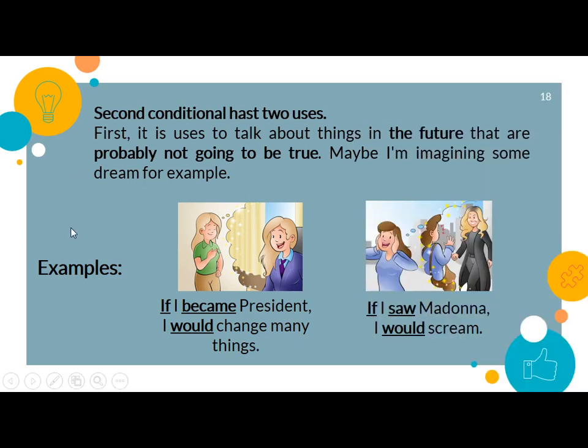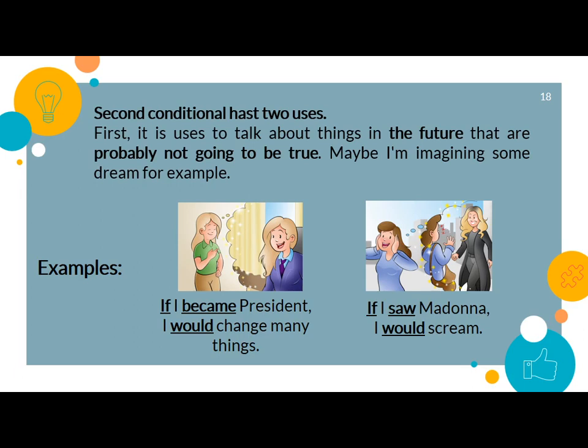Okay, it has two different uses. First, it is used... Yeah, there is a spelling mistake right here. I'm going to check this before uploading it on the Google Classroom. It is used to talk about things in the future that are probably not going to be true. Maybe I'm imagining some dream, for example. So in the case of the first one, you're just talking about some activities that might happen in the future, but they probably might not be true.